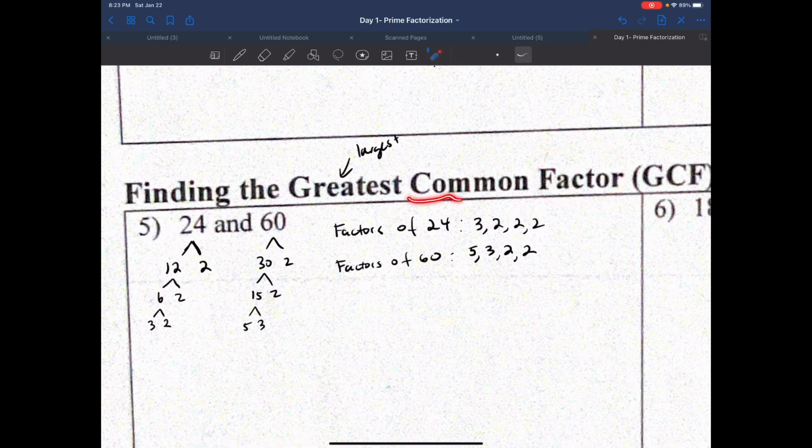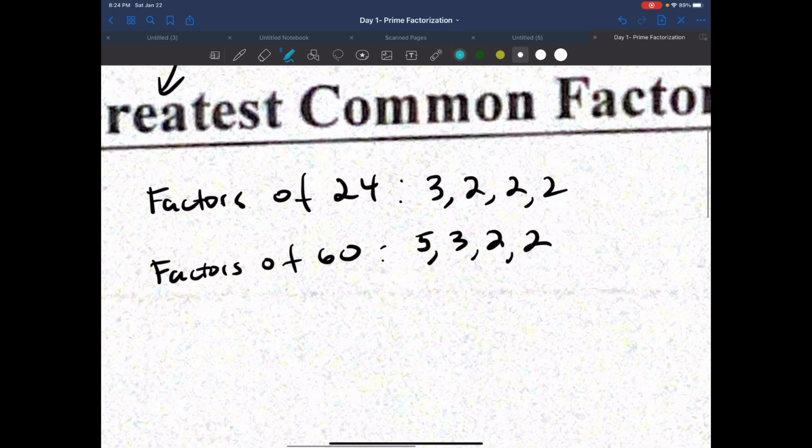Now I'm going to figure out what this part is. What do they have in common? I have a list of factors of my 24 and then a list of factors of my 60. I'm going to figure out what they have in common. So let's zoom in and figure out.